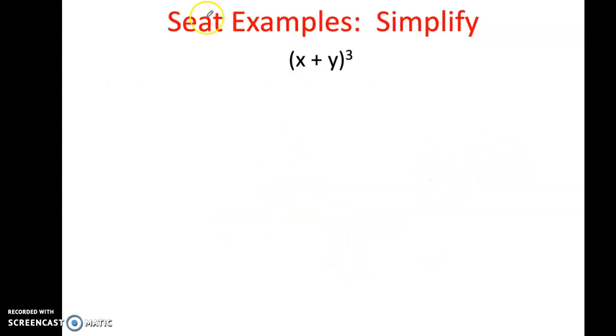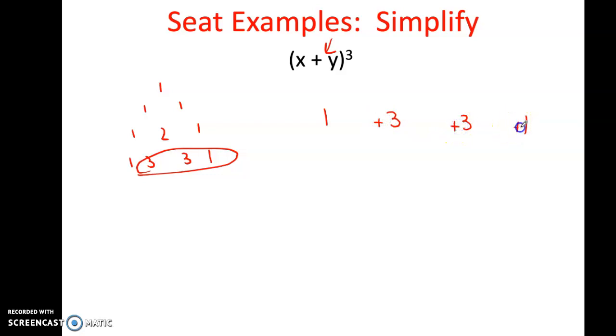Now we want to simplify this. Simplify means we want it in expanded form. So the first thing we're going to do is find the coefficients. So it's the 3rd row. So row 0, row 1, row 2, and now we're at row 3. These are going to be my coefficients of the term. We're going to have 4 terms: 1, 3, 3, 1. Because this is an addition here, we're going to be adding all the terms.